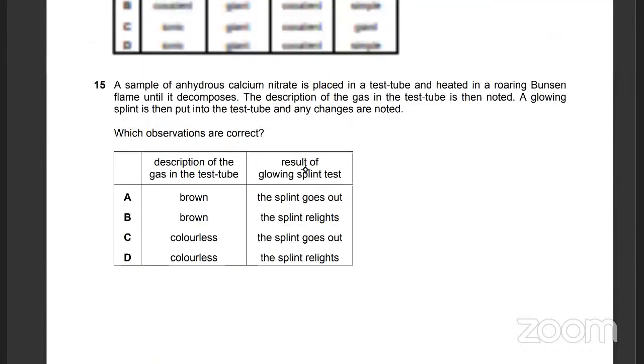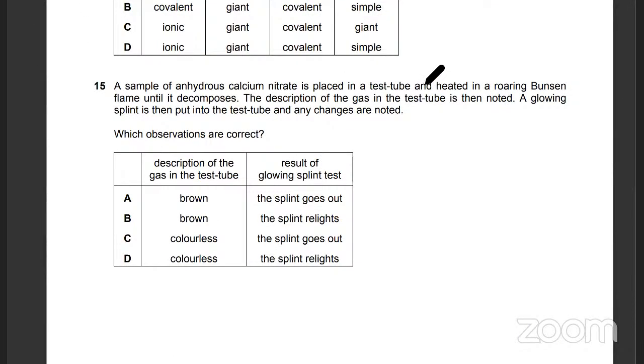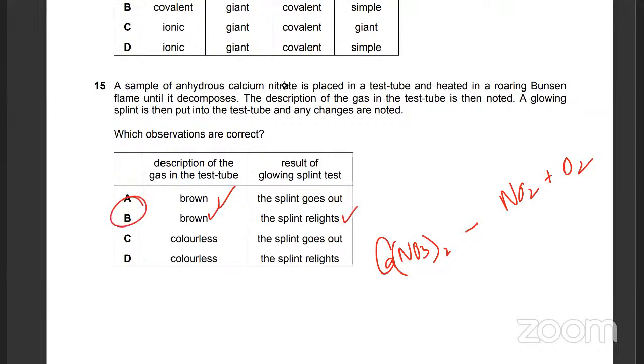The next one: a sample of calcium nitrate is placed in a test tube and heated in a roaring Bunsen flame until it decomposes. The description of the gas in the test tube is then noted. A glowing splint is then put into the test tube and any changes are noted. So you've got calcium nitrate. Nitrogen dioxide is a brown gas and oxygen will relight the splint. So both things will happen. You'll have a brown gas, right? And the splint will relight because you're getting both things.